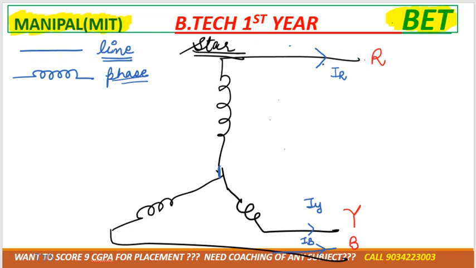Okay, anyways, IR, IY, IB. So now tell me, these IR, IY and IB, are these the line current or the phase current? बताओ मुझे.